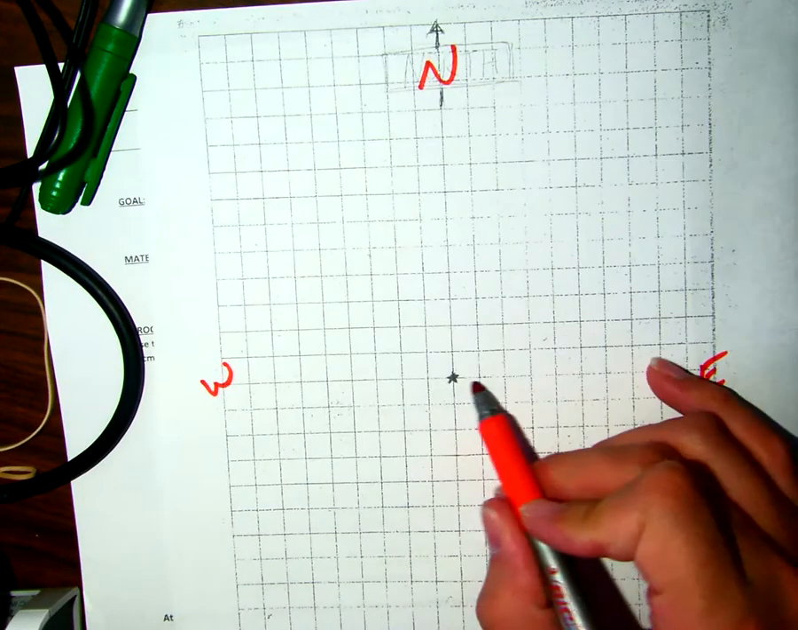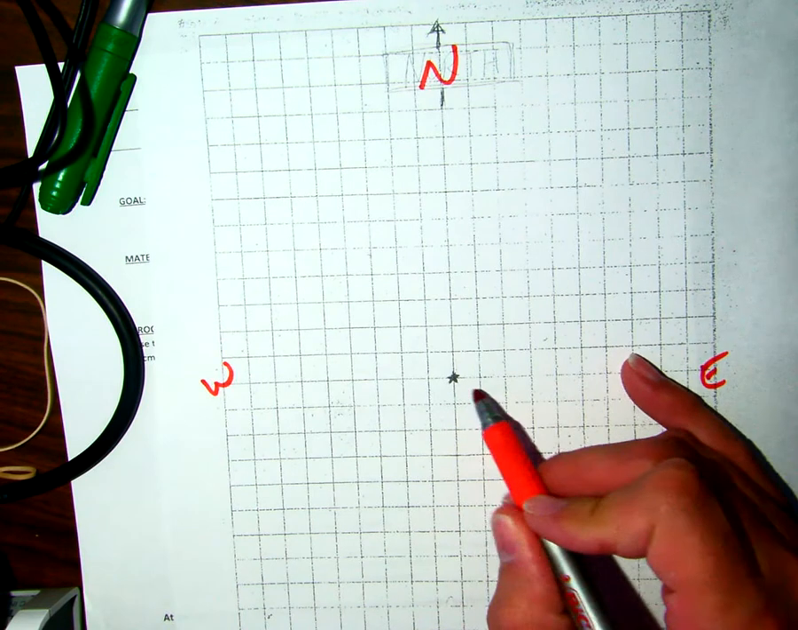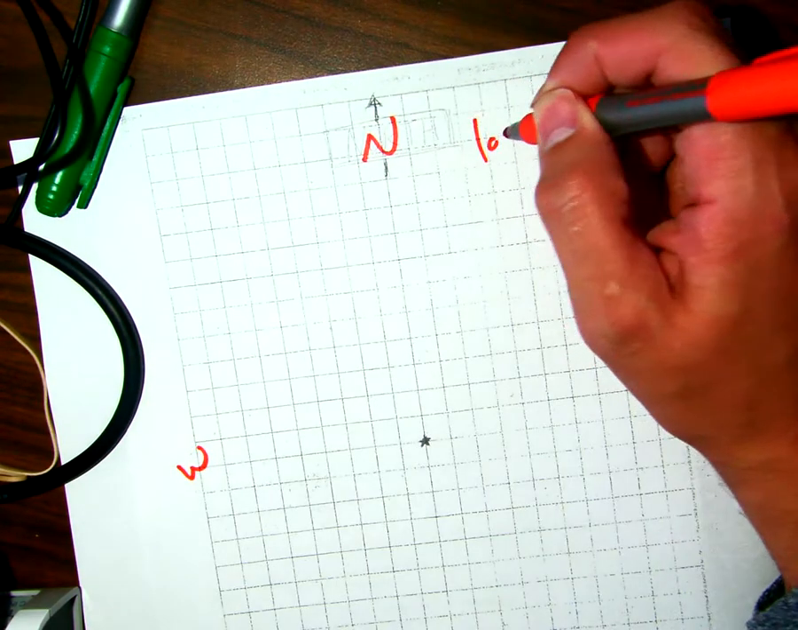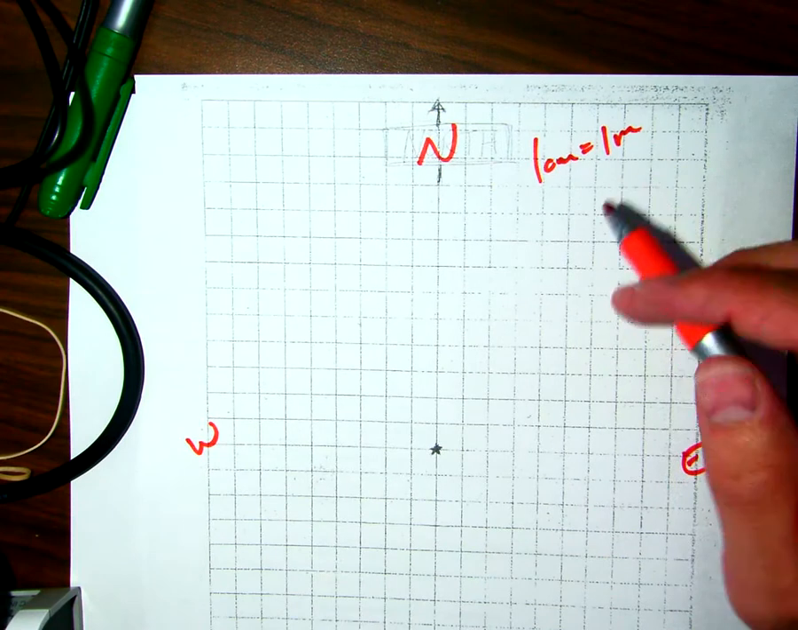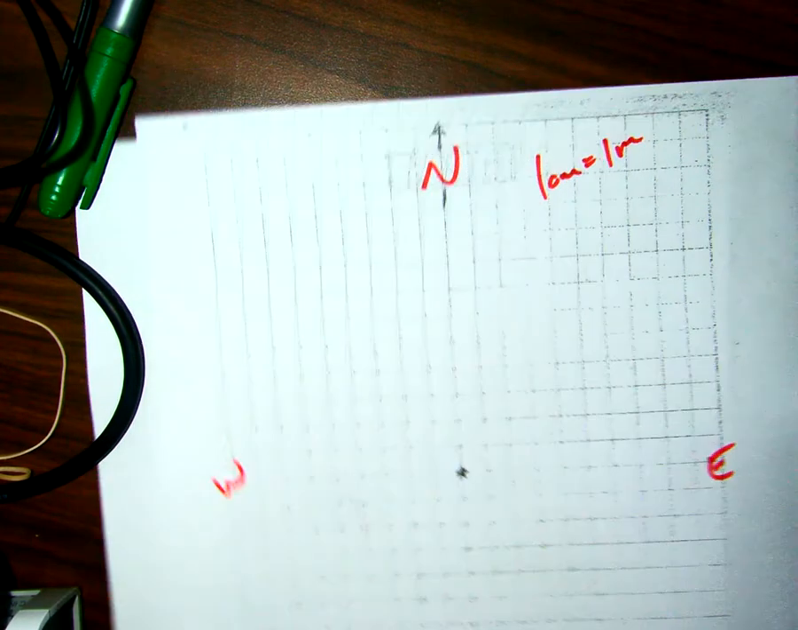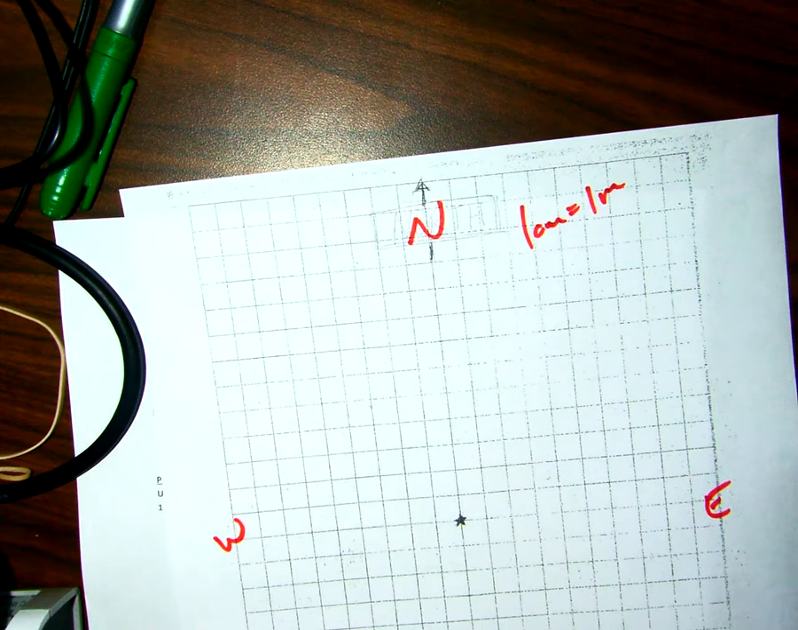Each one of these blocks represents 1 centimeter, or is a 1 centimeter square, and 1 centimeter is going to be equivalent to 1 meter. We're going to go ahead and say that. So 1 centimeter is 1 meter. Now, I'm going to just randomly pick these, whatever the order was.